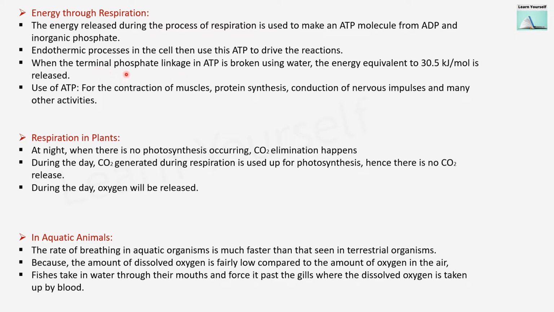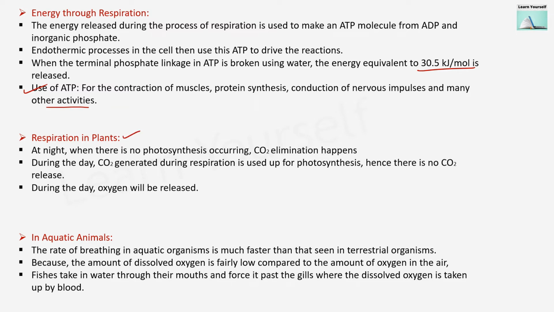When the terminal phosphate linkage in ATP is broken using water, energy equivalent to 30.5 kilojoules per mole is released. Now, what is the use of ATP? We use ATP for various processes like contraction of muscle, protein synthesis, conduction of nervous impulses and many other activities. Now, how will respiration in plants happen?